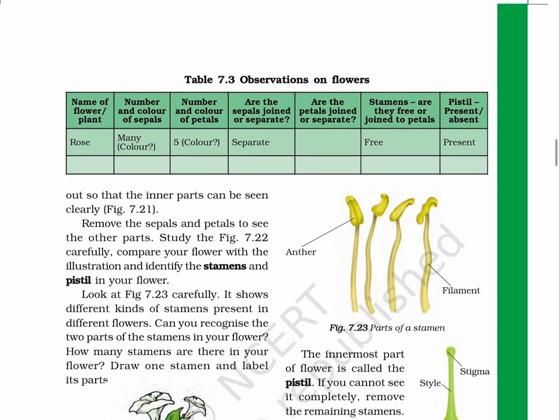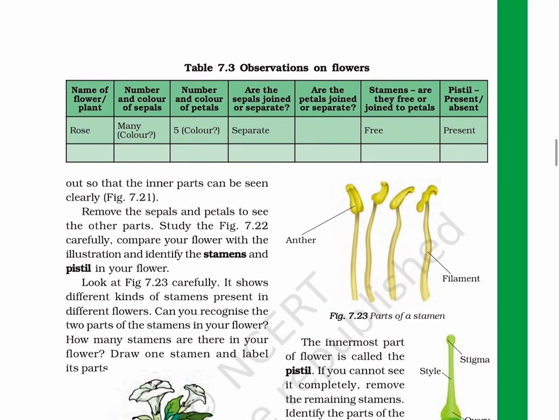Observations on flowers. The table is divided into 7 columns. Name of flower or plant, name and color of sepals, name and color of petals. Are the sepals joined or separate? Are the petals joined or separate? Stamens, are they free or joined to petals? Pistil, present or absent? First one has been done for you.